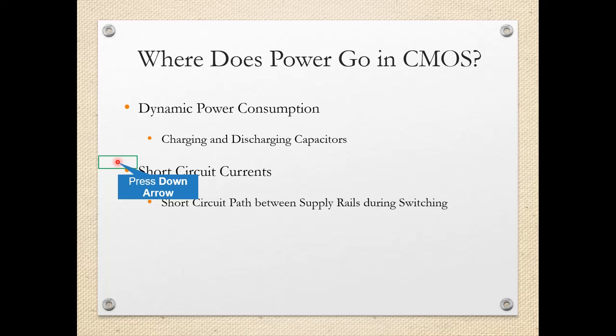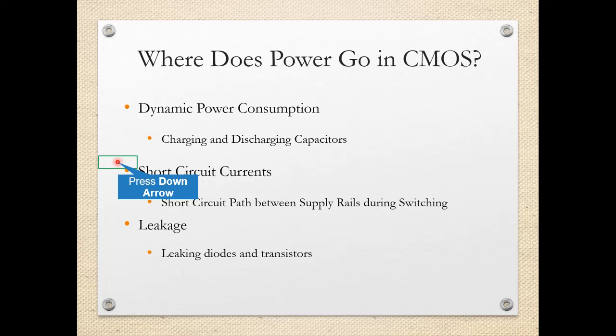Second is the short circuit currents. The short circuit path between the supply rails during the switching will also result in some power consumption. And the third thing is leakage. The leaking diodes and transistors will also consume some power. So now we will go into more details of these ways by which the power is consumed in CMOS circuits. First we'll go for dynamic power consumption.